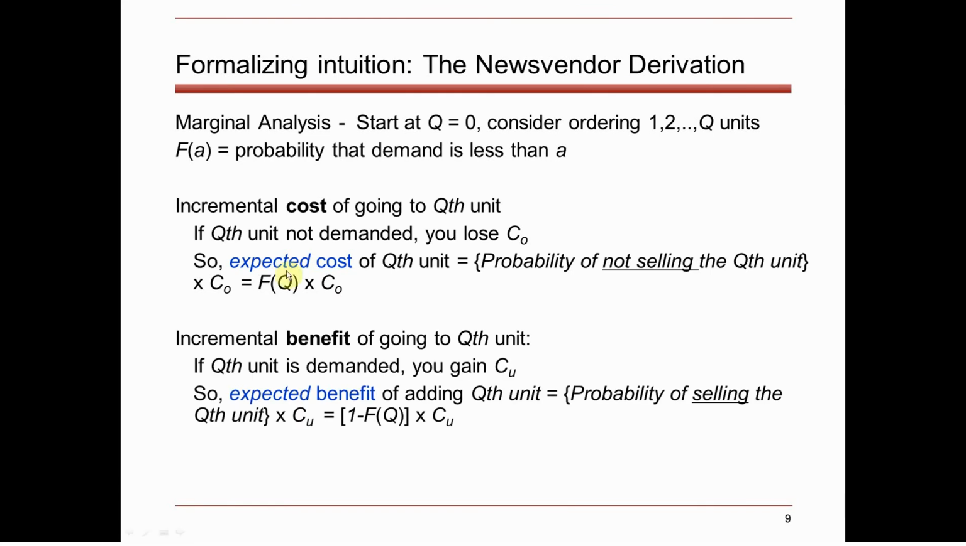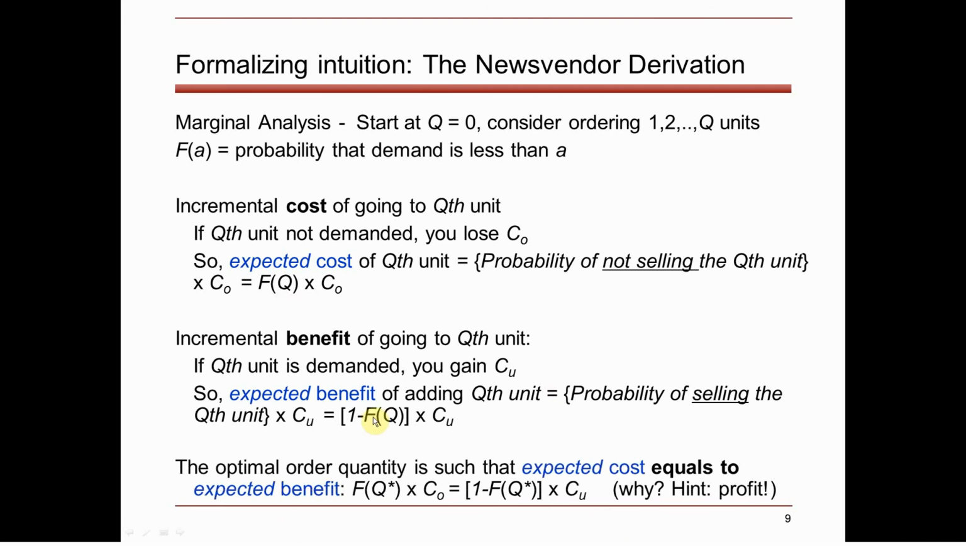Now, the incremental benefit of going to the Qth unit means if we do get that Qth unit, if we do get the 100th unit, we gain the Cu. In other words, that underage cost is what we would have expected to lose had we not had it available, but it was available, so we get it. So the expected benefit, again, is the probability of actually selling that Qth unit times that expected benefit, which is Cu. The probability of selling is just 1 minus not selling it, so 1 minus F of Q times Cu.